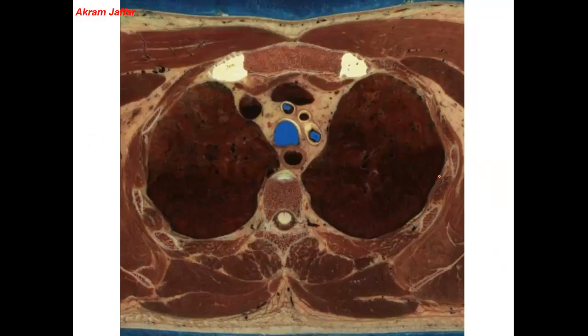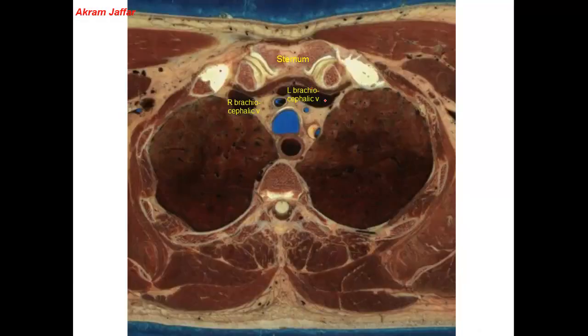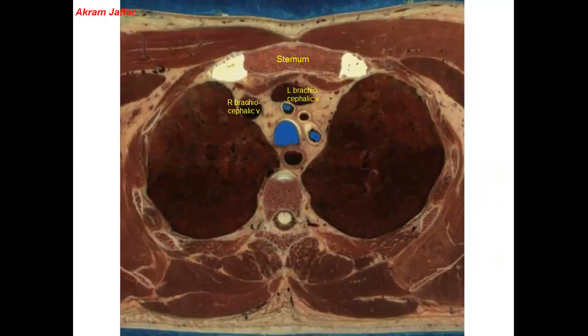Now this is another section a little bit lower down, where we can see the sternum anteriorly and a costal cartilage, the first costal cartilage, and then behind the sternum are the brachiocephalic veins. You can see here that the left brachiocephalic vein is approaching the right brachiocephalic vein. Let's compare their position in the previous section. This is the position higher up, the left brachiocephalic vein, then it will approach the right brachiocephalic vein. So it is approaching the right brachiocephalic vein.